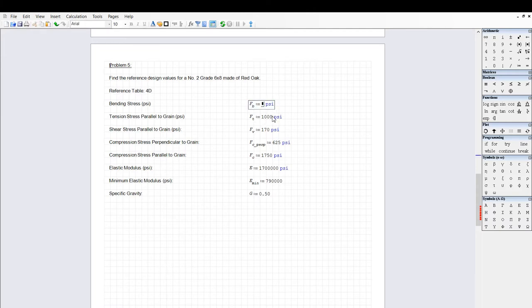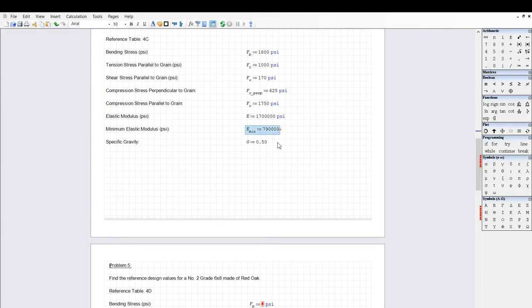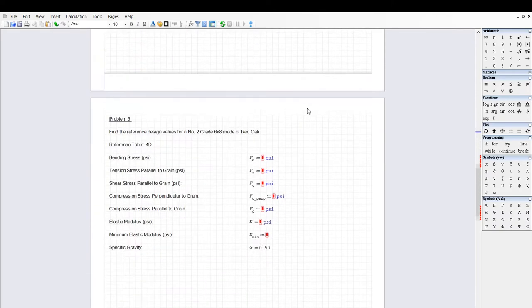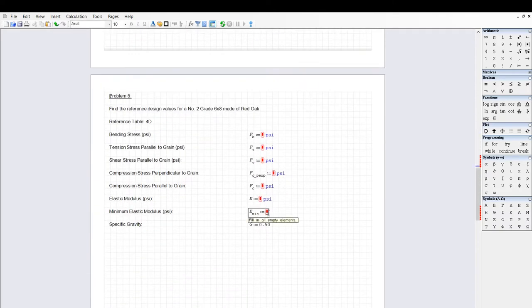Oh, I should probably also erase these. These were copied from the previous one. I will get rid of these really quick. Oh, that should have psi on it, shouldn't it? If we want to be 100% proper on this. There. Okay, very good. Oh, and psi on this as well. Those are the units for modulus of elasticity.